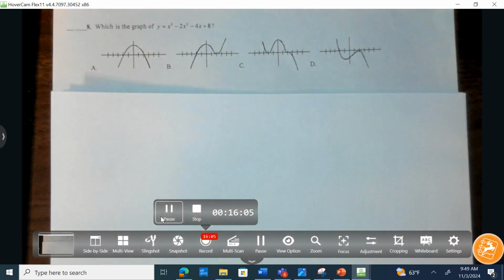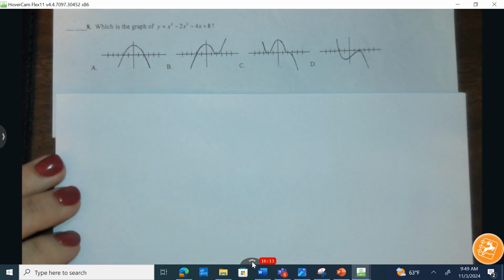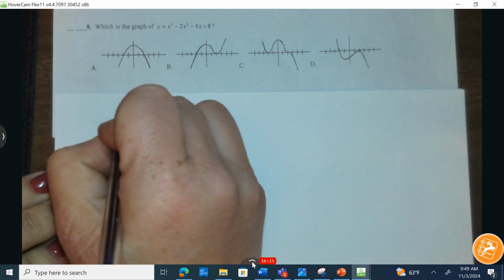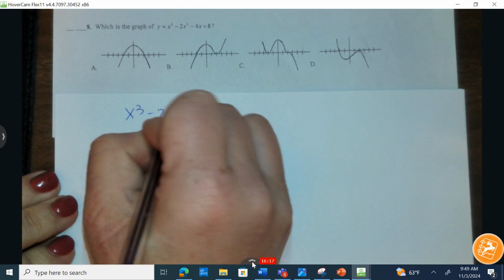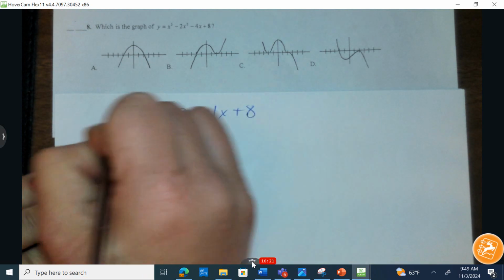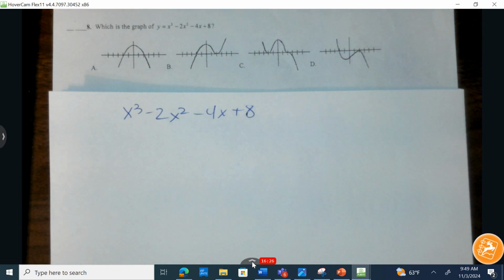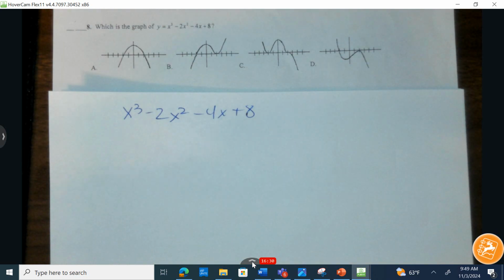Let's look at number 8 on the front side. Again, no graphing calculators are being used. What is the graph of the following polynomial equation? So I'm going to start by writing this down. x cubed minus 2x squared minus 4x plus 8. Now, if I could figure out what are the solutions or the x-intercepts, I think I could look at this graph and kind of figure out which one it is.